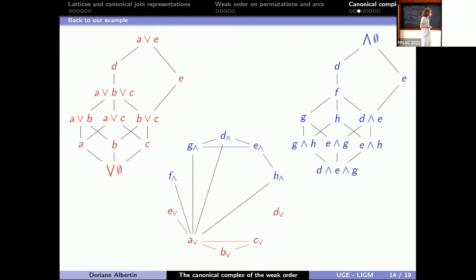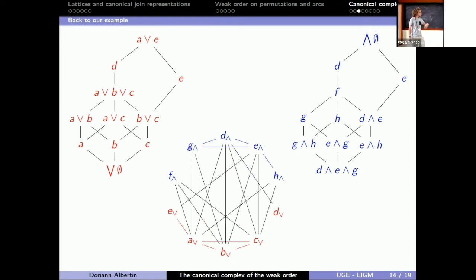Now, in the same way, B is below only those four meet irreducible elements, I think. So I get these four edges, and I go on and go on. And this is the canonical complex of our toy example lattice.